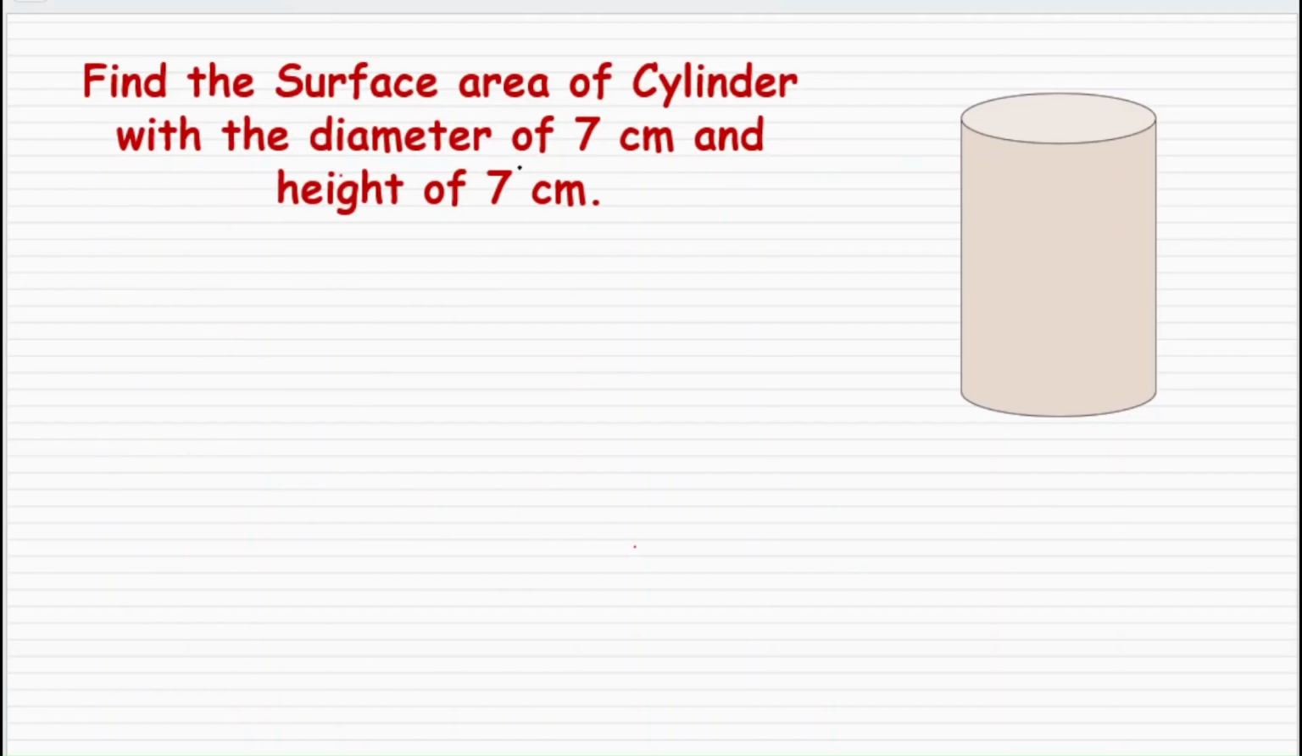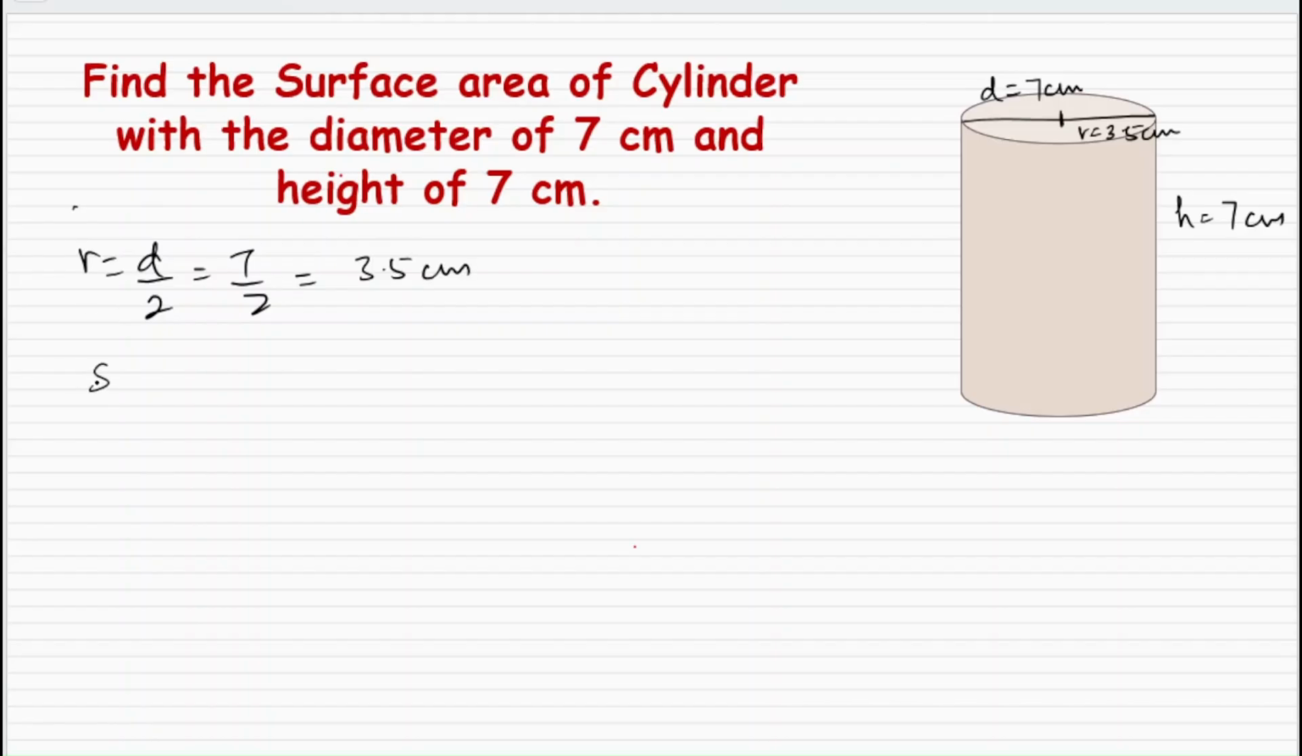Find the surface area of the cylinder with a diameter of 7 centimeter. The diameter is 7 centimeter and the height is given as 7 centimeter. Now in the formula of surface area, we do not need diameter, we need radius. So how do we calculate the radius from this diameter? We know radius is half of diameter. So if diameter is 7, radius will be equal to 3.5 centimeter. So radius is always half of diameter. So 7 over 2, which is equal to 3.5 centimeter.